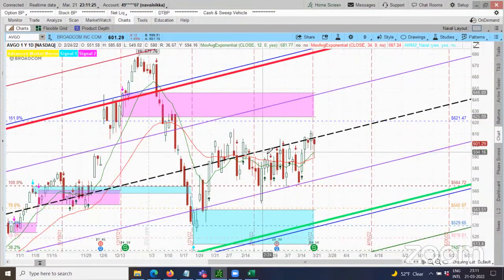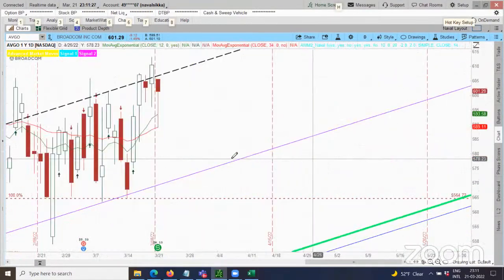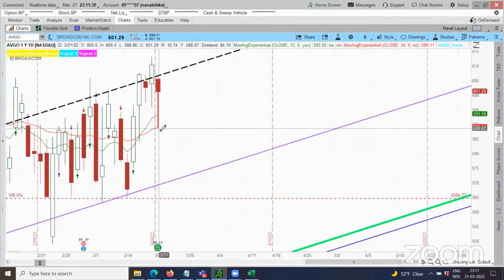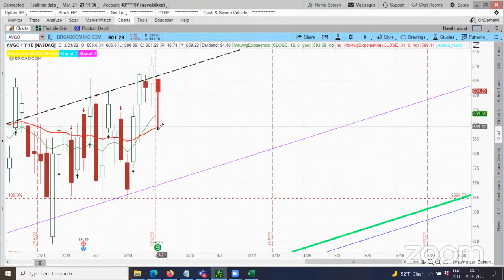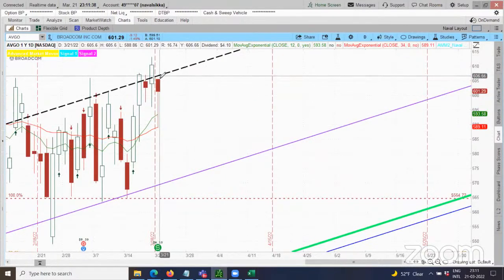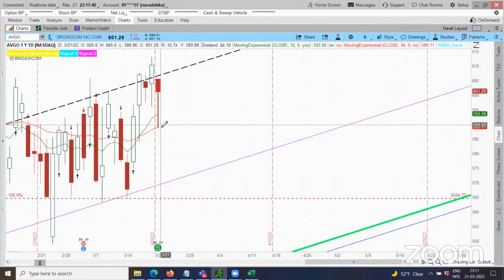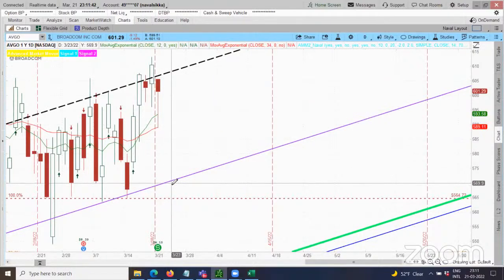AVGO is struggling with this trend line. The long-term trend is positive, but it's coming and testing the 34 EMA. Till the 589, 590 area is there, it's okay. If it loses 589, it's going to come to 565.